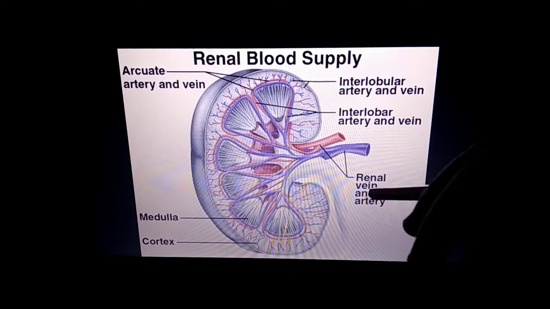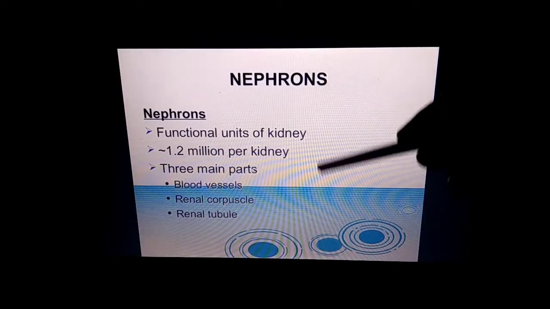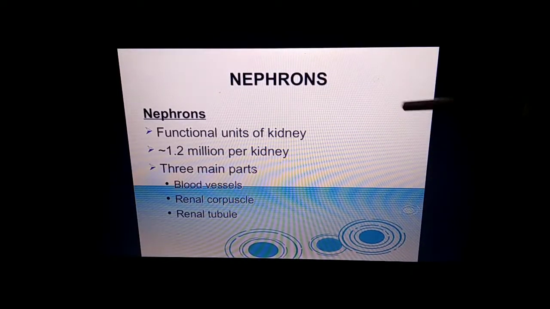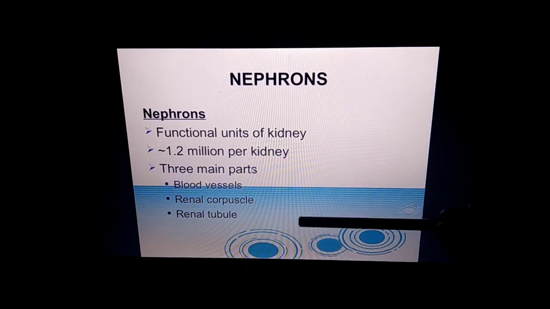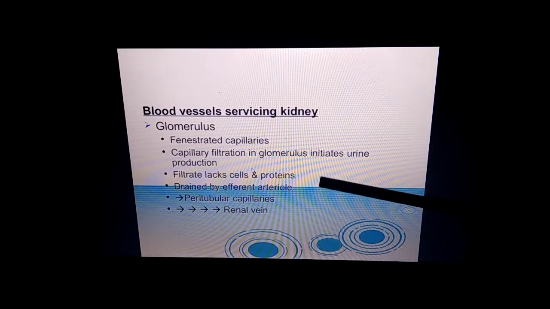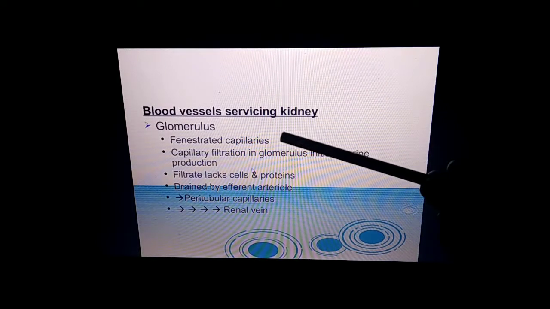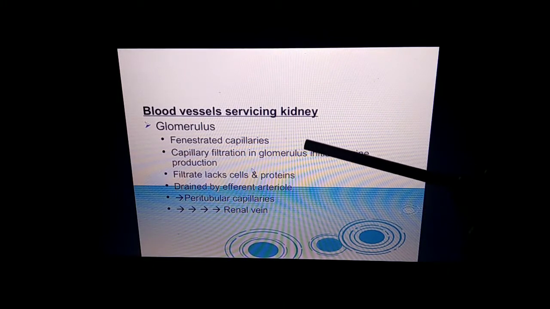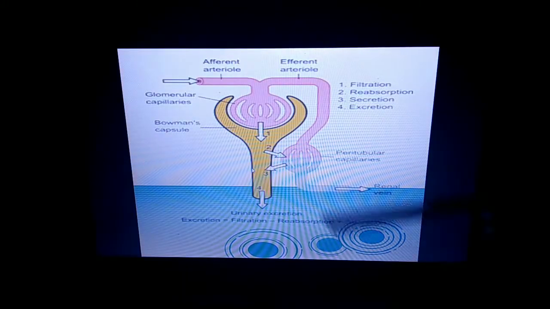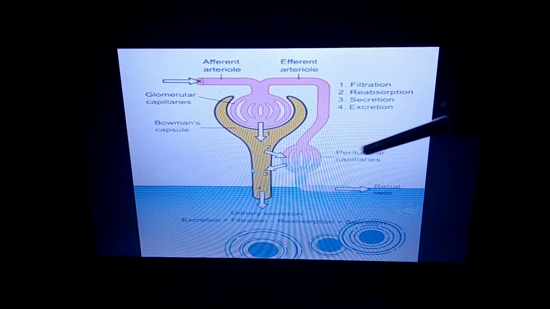Here is the renal blood supply. Then nephrons. Nephrons are the functional unit of kidneys. 1.2 or 1.25 million are present in the kidney. There are three main parts, that is blood vessels, renal corpuscles, renal tubules. The blood vessel servicing the kidney is the glomerulus. The glomerulus helps in the filtration of urine. This is the main structure of the nephron.